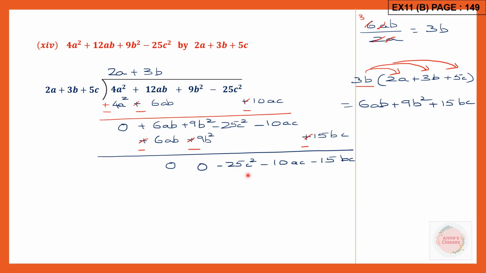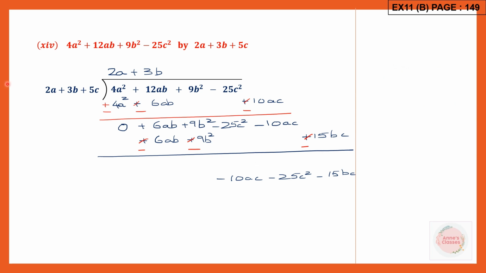So we're going to rearrange this a little bit. Wherever we have a, we're going to write that first, that is minus 10ac. So I'm going to write minus 10ac and then I write minus 25c square minus 15bc. So I've just rearranged so that I will get my answer correctly. So now I can take the first term here and the first term here and divide.